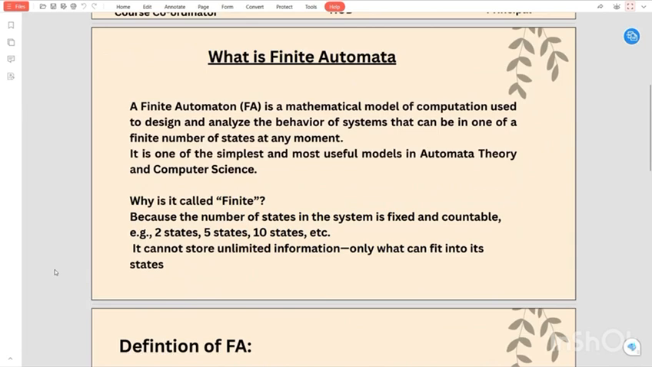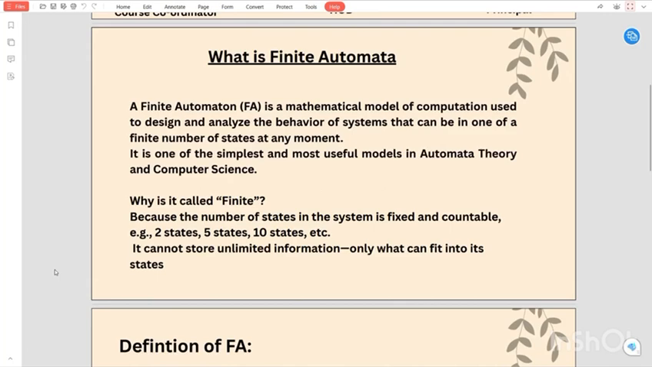Why do we call it finite? Why is it not called infinite automata? It is called finite automata because it has a fixed number of states. For example, if a machine has two states or five states or 10 states, it is always a limited number of states. It does not have a non-limit, meaning infinite, number of states.